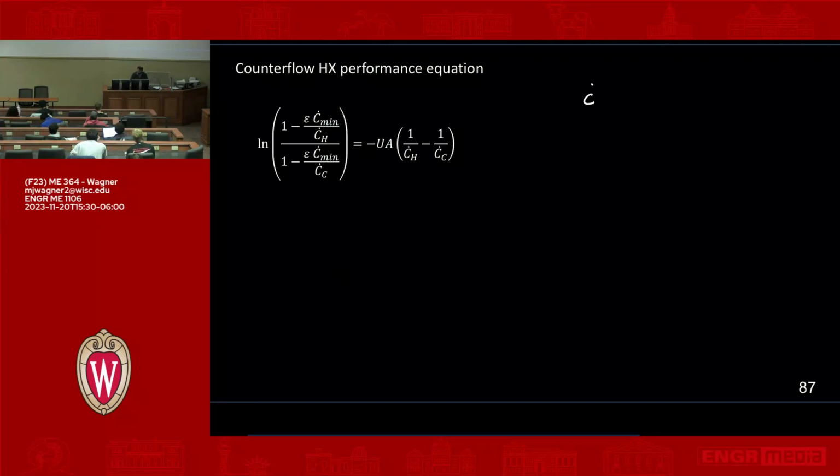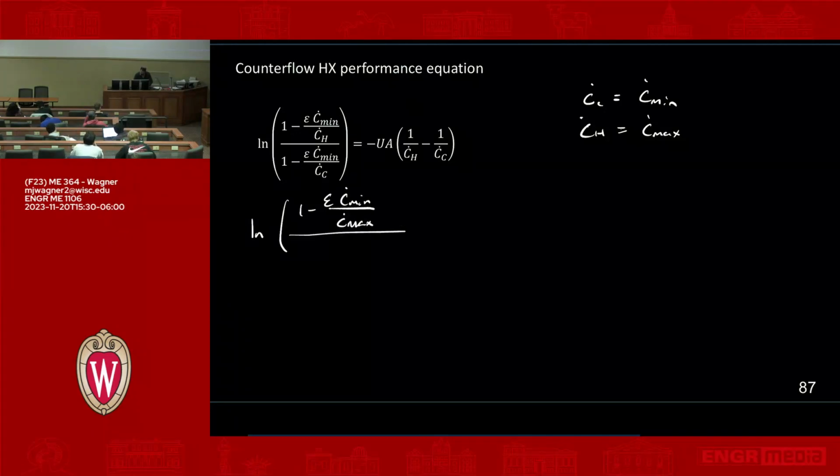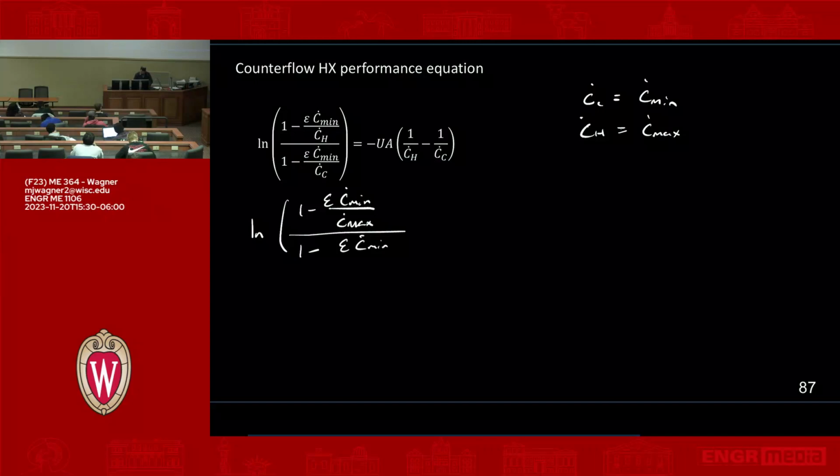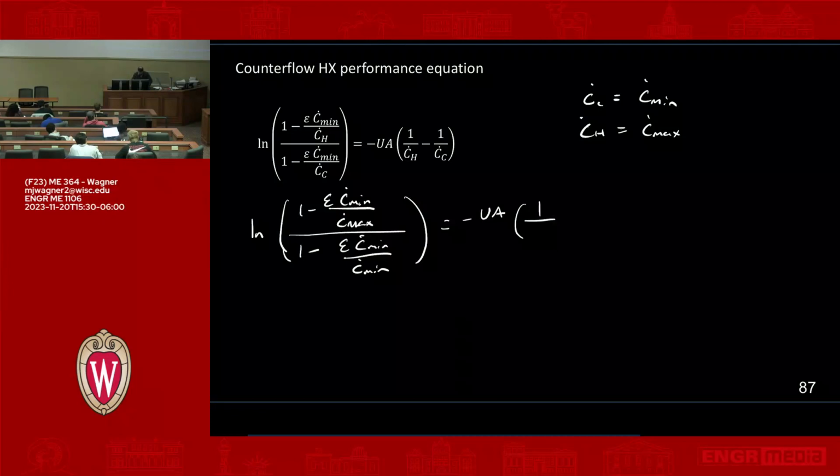So let's just say moving forward, C dot C happens to be the minimum one, C dot min, and C dot H happens to be the maximum. You can try it the other way if you're sitting at home and really doubt what I said. I'm sure you want to do that. But let's go ahead and sub those in. So this becomes simplified like this. ln of 1 minus epsilon C dot min over, now C dot H was C dot max, so this will be C dot max, divided by 1 minus epsilon C dot min over C dot C, which was C dot min. And then the right-hand side becomes minus UA times 1 over C dot H, so that's C dot max, minus 1 over C dot C, which is C dot min.